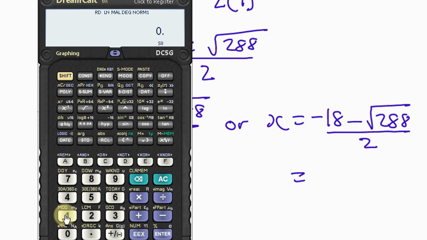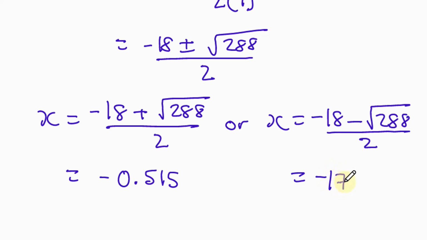Then we also have negative 18 minus the square root of 288, all divided by 2, and it comes to negative 17.485. Of course, we need to write it to 3 significant figures, so this should be negative 17.5.